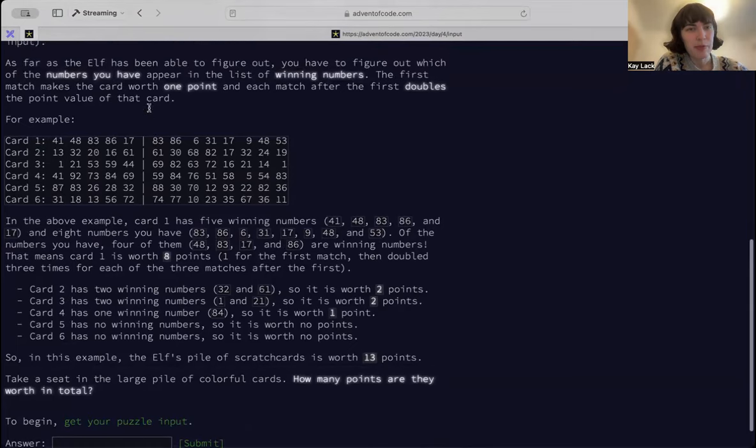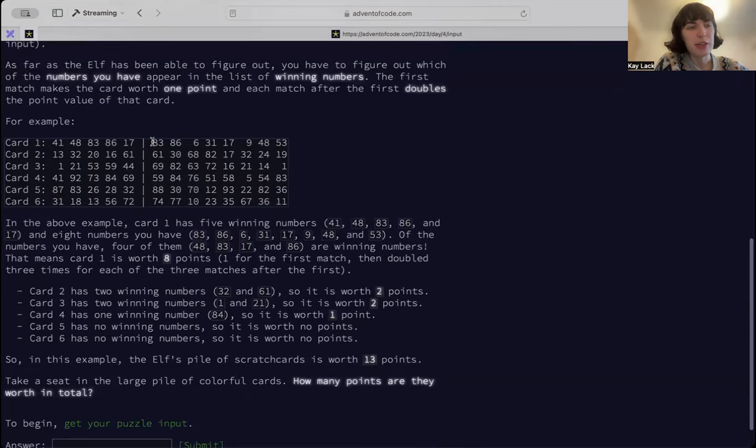No, wait. We get points for each card. Okay, got to be precise about this. We get points for each card, and we have to figure out which of the numbers that we have, that's 83, 86, 6, etc., appear in the winning numbers, which are on the left. And the first match makes the card worth 1 point, then it doubles each time.